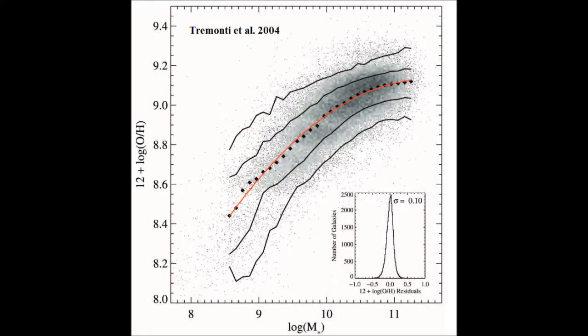Galaxies in the local universe have been shown to define a tight relation between stellar mass and gas phase oxygen abundance. This relation has been termed the mass-metallicity relation and spans over 3 orders of magnitude in stellar mass and over 2 orders of magnitude in oxygen abundance.